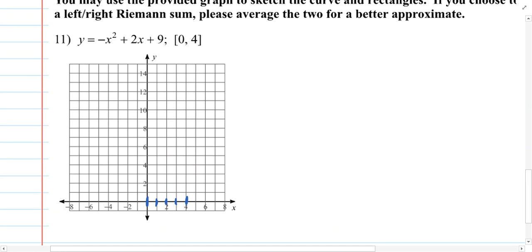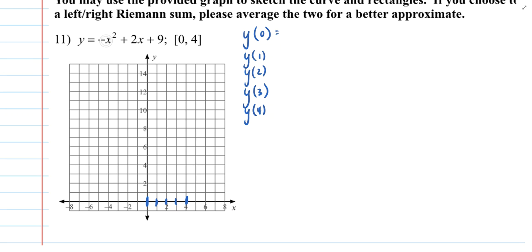So here we go. I need to evaluate this function y at 0. I need to evaluate it at 1, at 2, at 3, and at 4. We need all 5 of those to do both the left and the right-hand sums. And this is a bit of unconventional notation, but if you were to write this, I know exactly what you're trying to do. You're evaluating the function y at 0, and so on. So if we evaluate this function at 0, that's pretty easy. 0 plus 9 is 9. So the height of the graph is 9 units at 0.